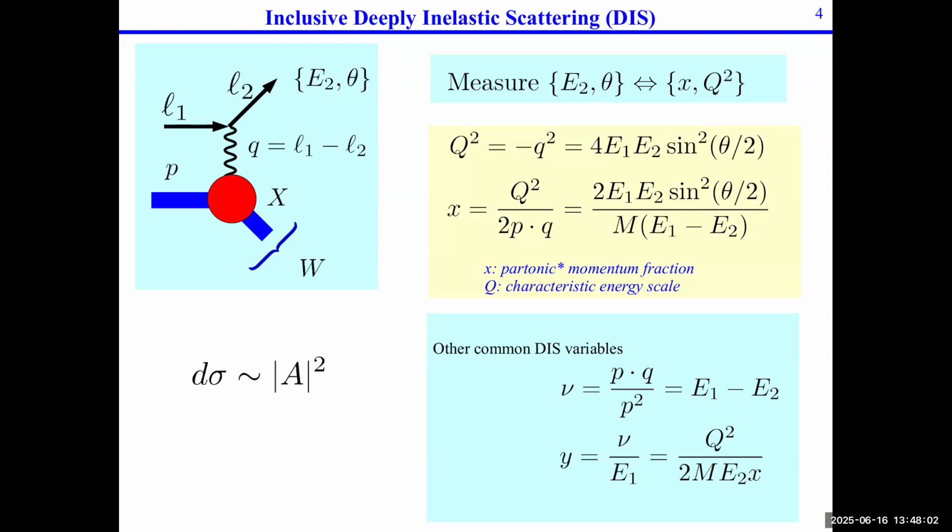You don't have to measure anything about the hadron, which is good because that's complicated and messy. But by just measuring the energy and the angle of the outgoing lepton, you can get this information. And for reference, I've got a couple other common deep inelastic scattering variables here. Nu is the energy difference, and Y is the inelasticity.